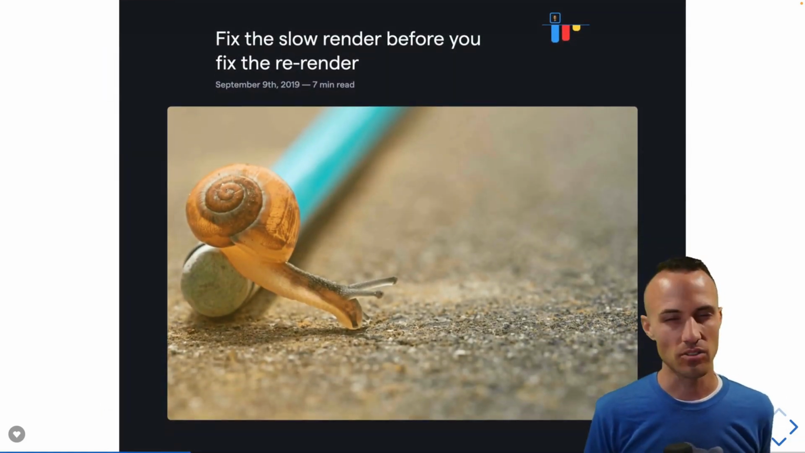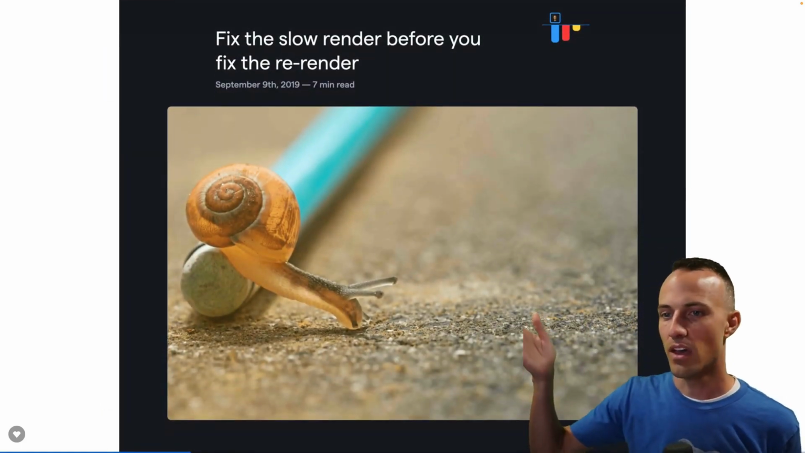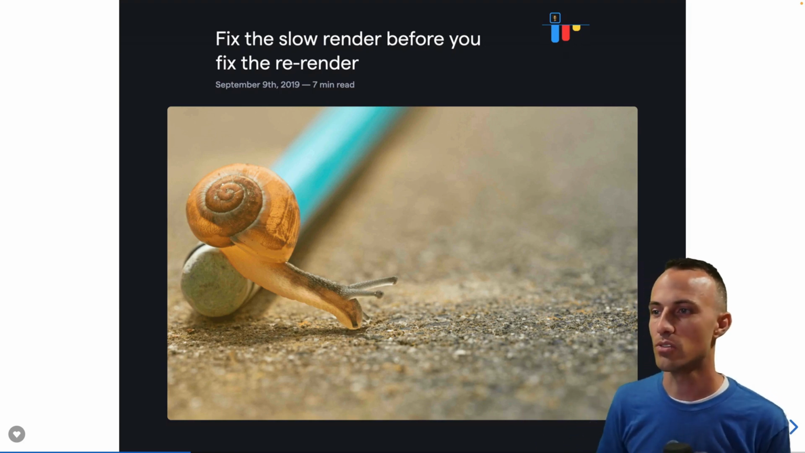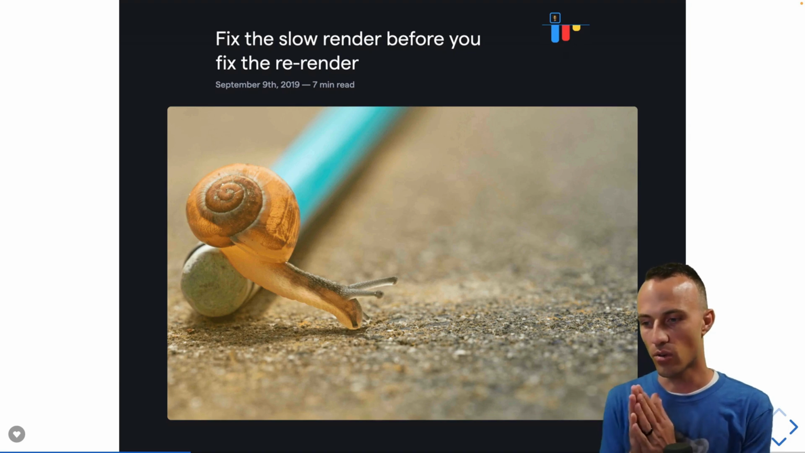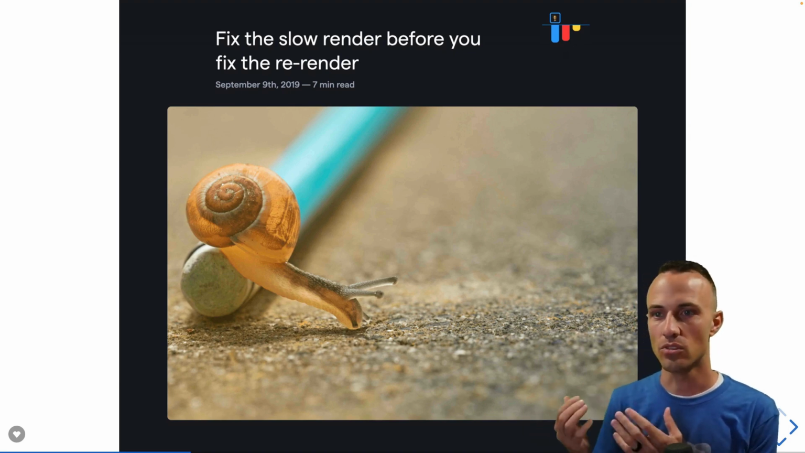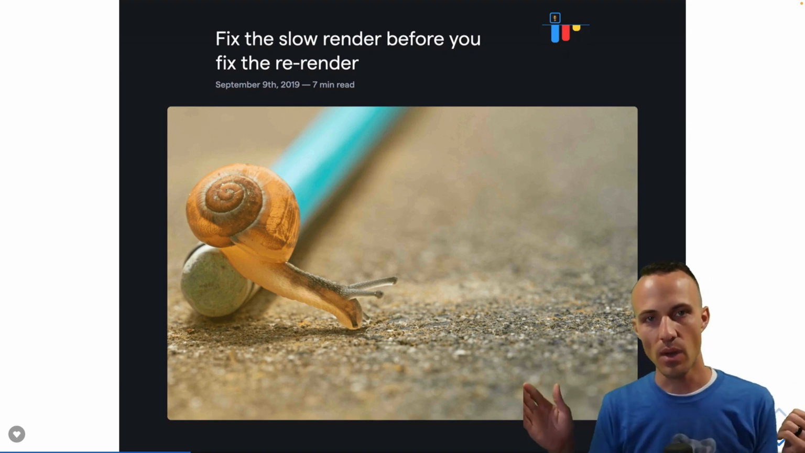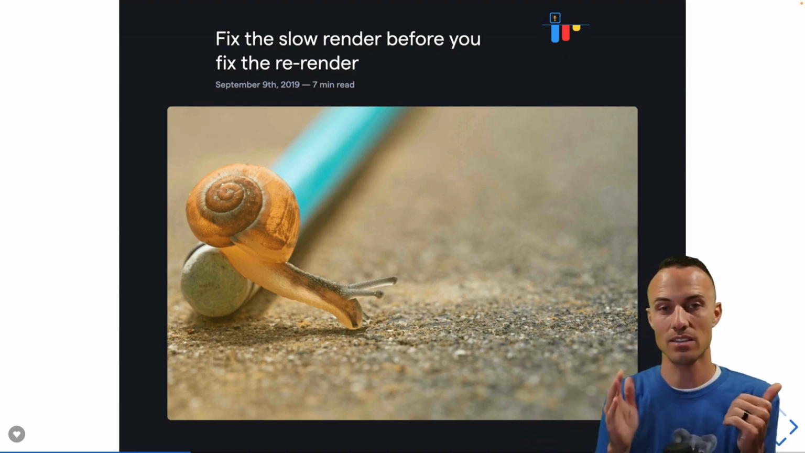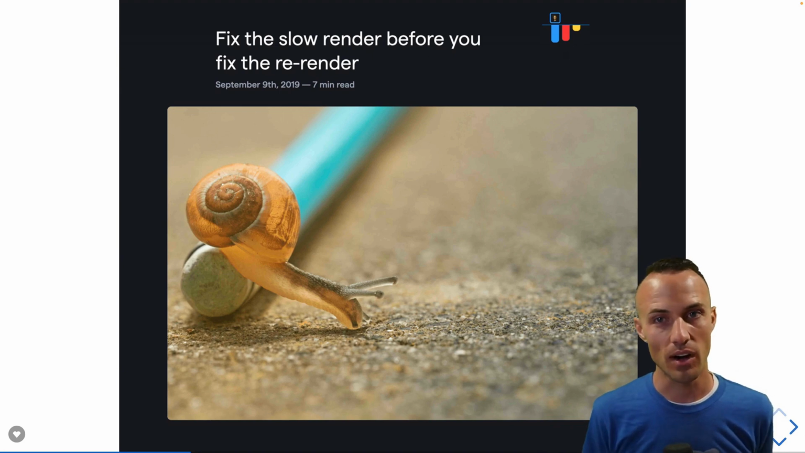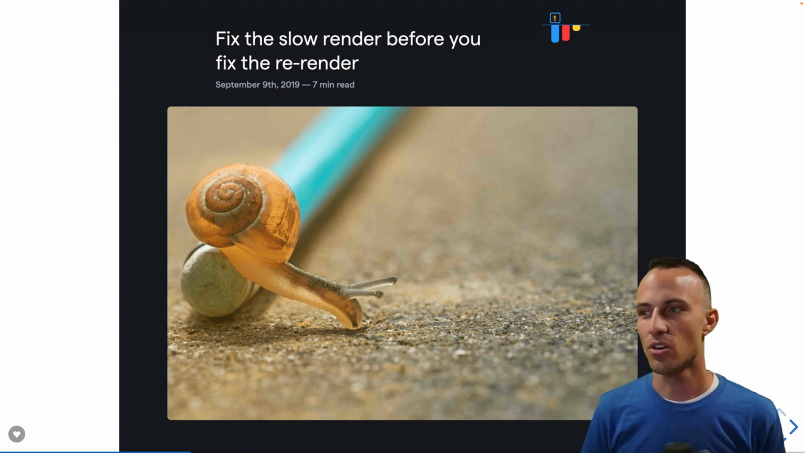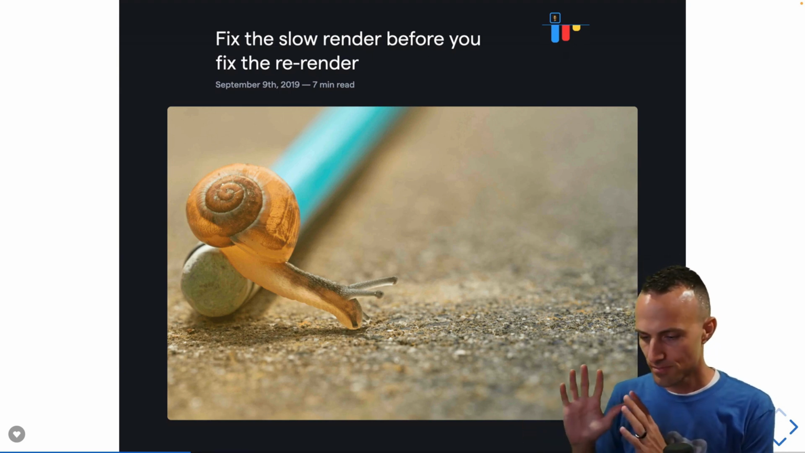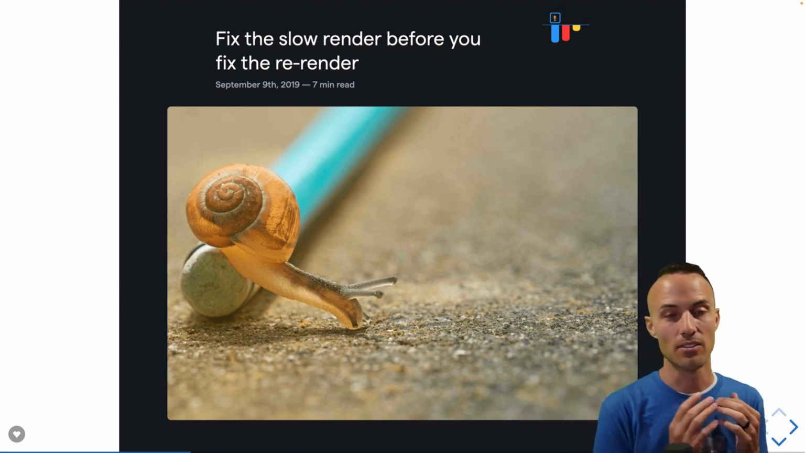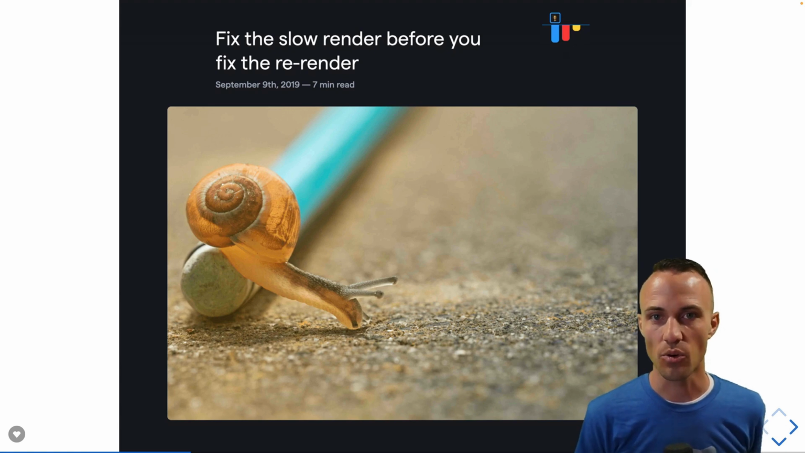And I have something also relatively similar in this vein called Fix the Slow Render Before You Fix the Re-Render. This is a React-specific post, but the idea is if the re-render of your component is really slow, then reducing the amount of times that it re-renders is fine, but if you speed up how fast it re-renders, then you won't care about how many times it re-renders. And so looking at ways to make it so you don't have to cache is much better than figuring out how to cache. That's the point.